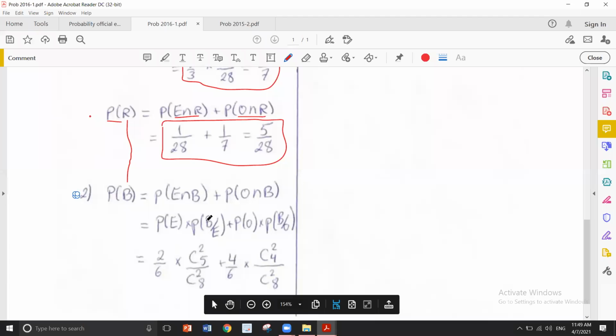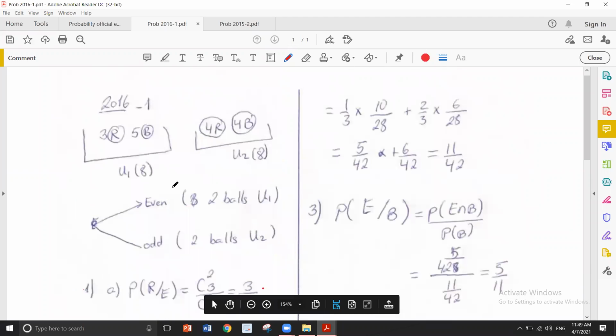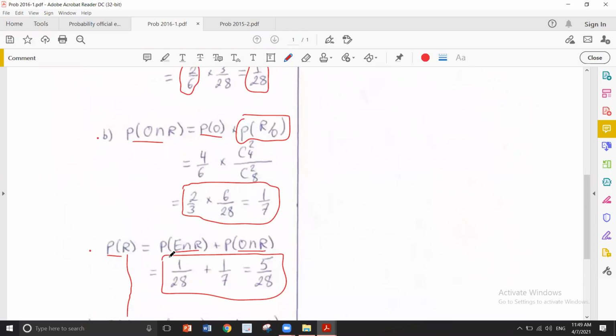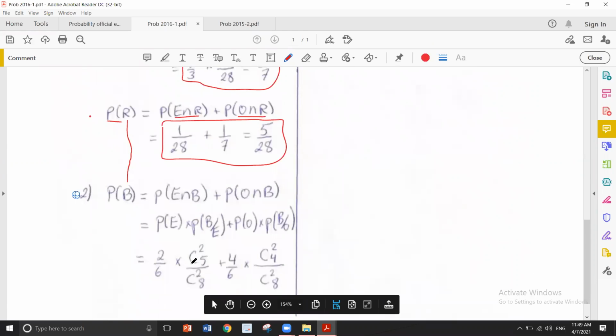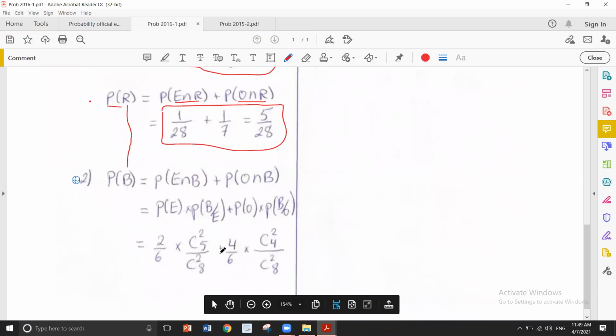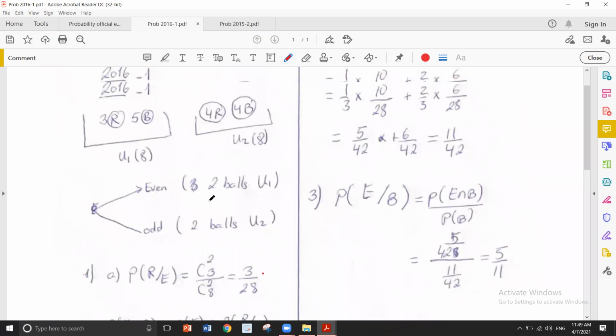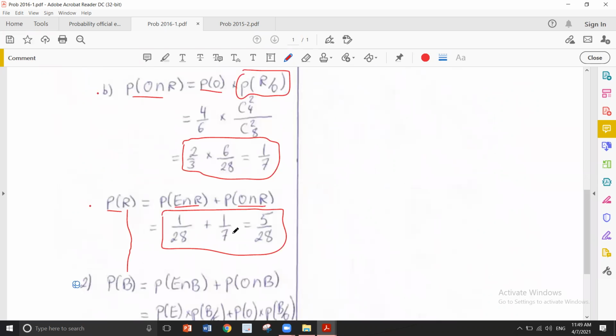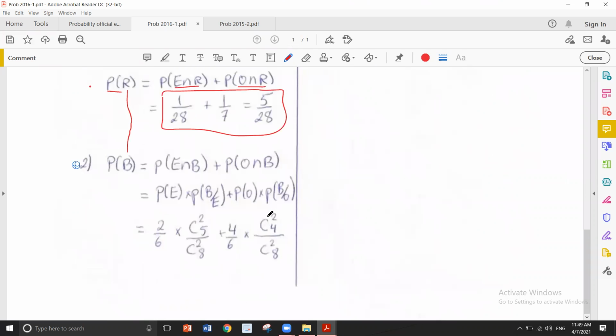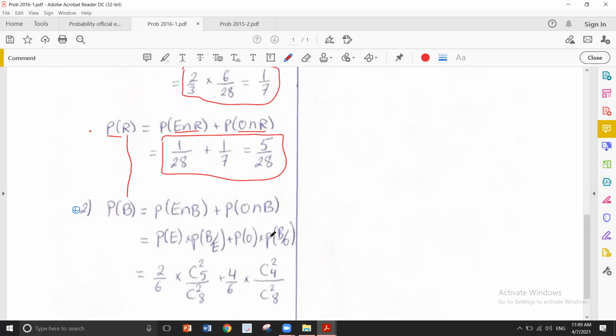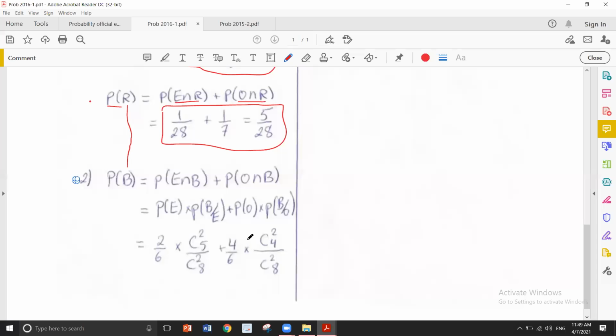Now to choose two black from U1. From U1 I have 5 black. I have to choose 2. 2 choose 5 over 2 choose 8. Plus the probability of odd is 4/6 times. To choose 2 black from U2 I have 4 black. I have to choose 2. So C 4 choose 2 over total 8 choose 2. We get the answer.